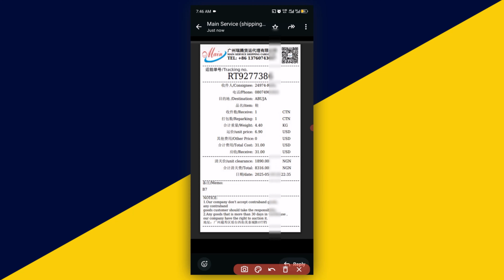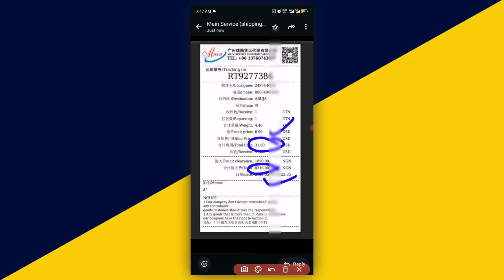Okay. Now, there are 2 things you need to take into consideration right here. 1, international freight cost. 2, clearance fee. Clearance fee is not the same as international freight cost. With this particular example right here, we have international freight cost to be $31. Then we have our clearing fee to be 8,316 Naira.